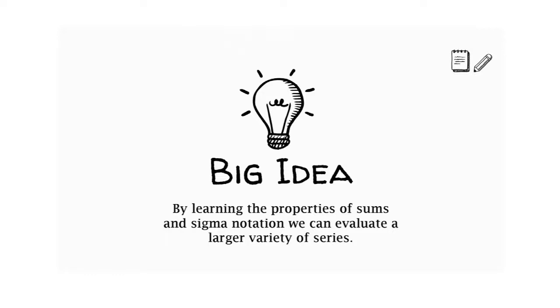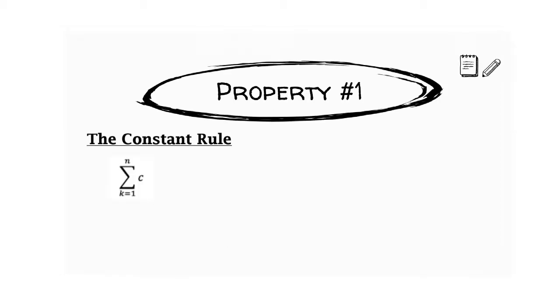There were a lot of details in that last example, so let's step back for a second and talk about the big idea. We're going to use sigma notation not just because it's a more convenient way of writing out really long sums, but because we're going to learn properties of the sigma notation, and it's going to allow us to quickly evaluate a larger variety of sums than we could work out before. Before, the only ones we knew how to work out were arithmetic and geometric. We're going to talk now about some different properties that are going to open the floodgates to all different types of series that we can evaluate quickly.